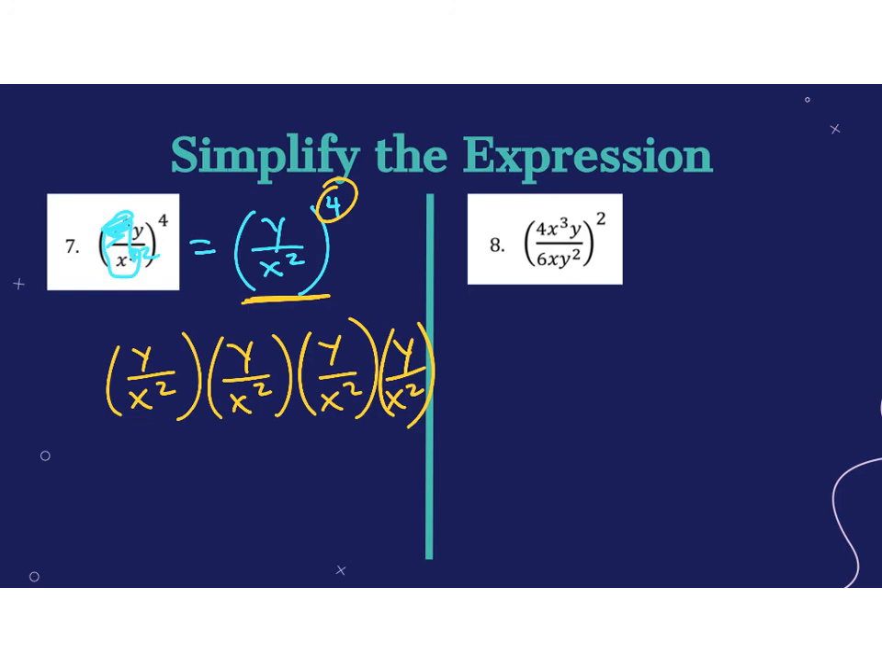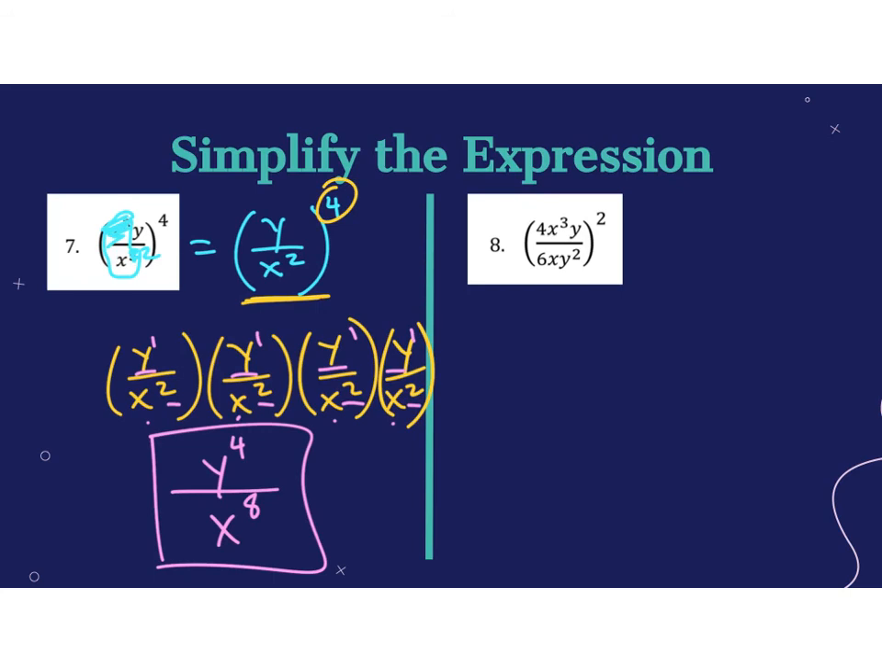So now let's put all those like parts together. In the top, I have y times y times y times y. These are all y to the 1st power, so I have 1, 2, 3, 4 of them, y to the 4th. In the bottom, I have x squared times x squared times x squared times x squared. That's 2, 4, 6, 8, x to the 8th power. There is no other simplifying that needs to be done here, so that is my final simplified expression.